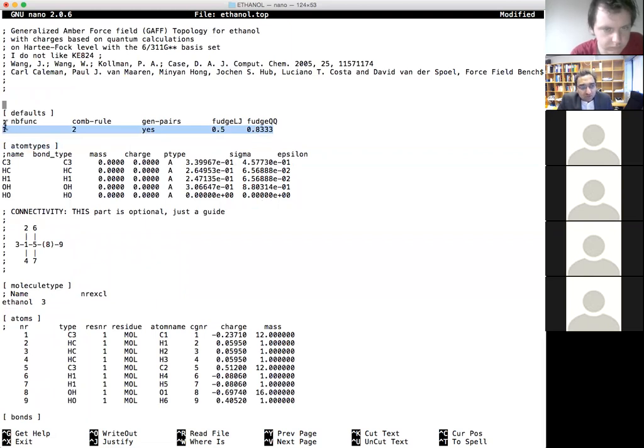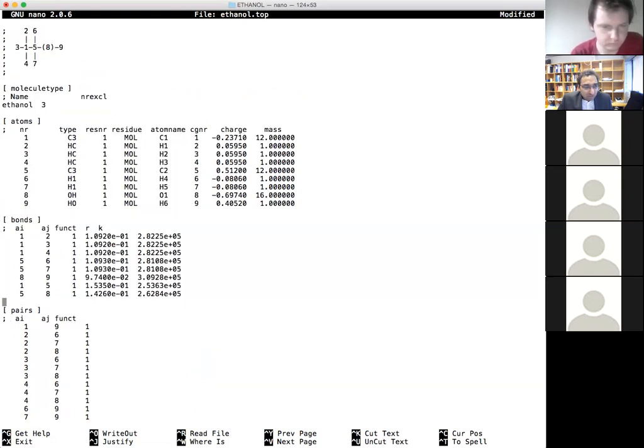Okay, so don't worry about the non-bonded function. That's Lennard-Jones. This is combination rule 2. This is how you combine sigmas and epsilons. And this is generate pairs. These are the pairs that were automatically generated. And this is the fudge factor. So the Lennard-Jones interactions of 1,4 pairs are fudged by a factor of 0.5. And the electrostatics are fudged by a factor of 0.833. This is purely empirical in nature. There is no logic behind this. Okay.